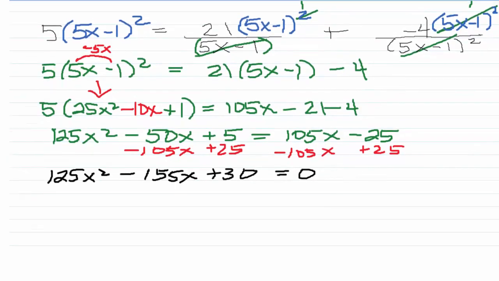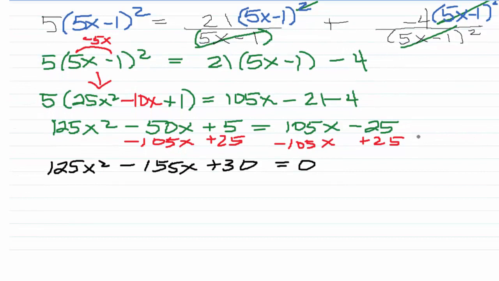All right, before we start applying quadratic methods to this equation, I noticed that these are some pretty big numbers and they all appear to be divisible by 5. So I'm just going to divide both sides by 5 just to make my numbers smaller. Divide both sides by 5.